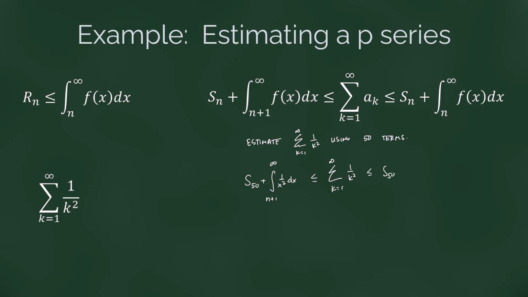which is less than or equal to s sub 50 plus the integral from n to infinity of 1 over x squared dx. And based on the work we just did, we know that the integral from n plus 1 to infinity of 1 over x squared is going to be 1 over n plus 1. So we now know that s sub 50 plus 1 over n plus 1 is less than or equal to the series we're attempting to estimate, which is going to be less than s sub 50 plus this integral, which is 1 over n.